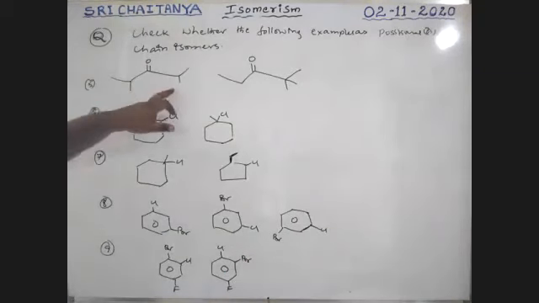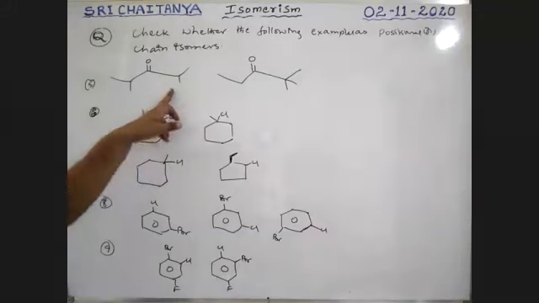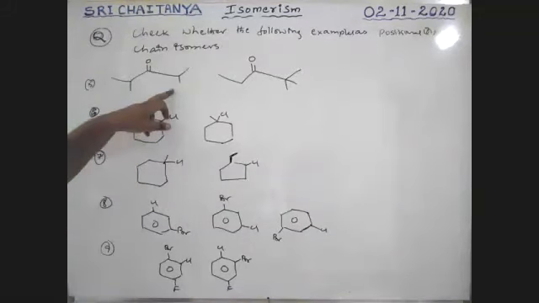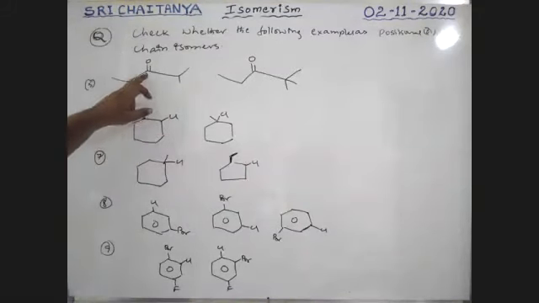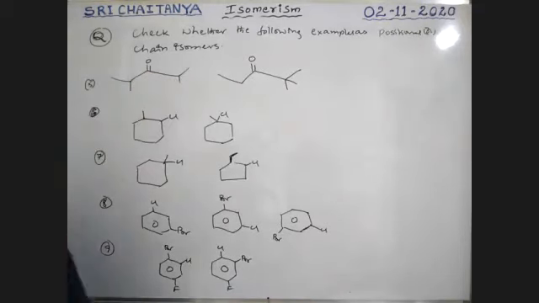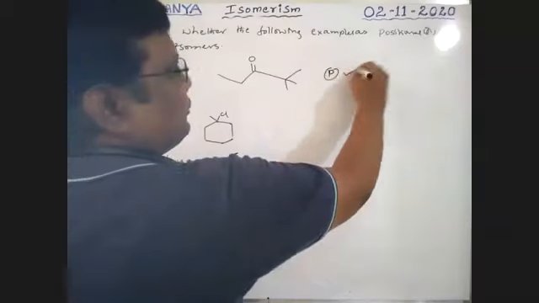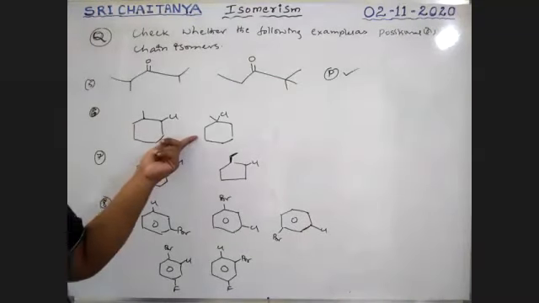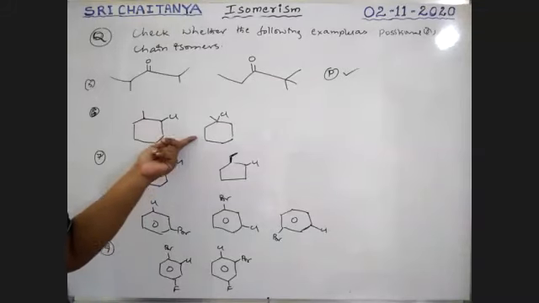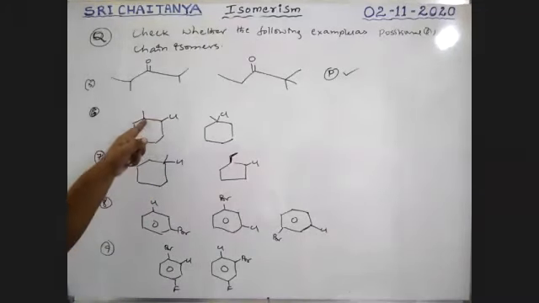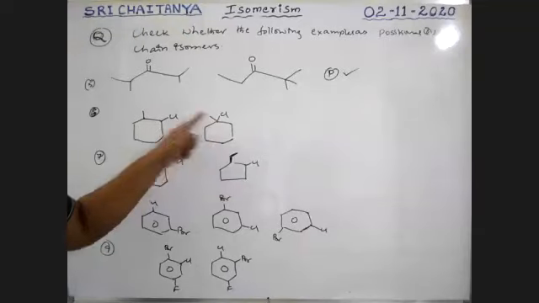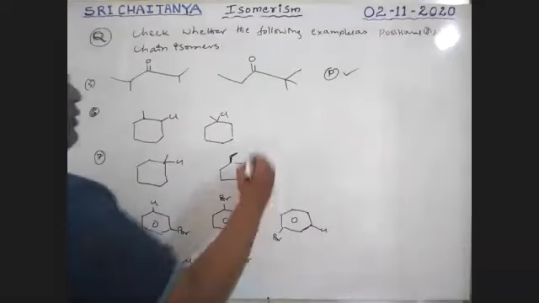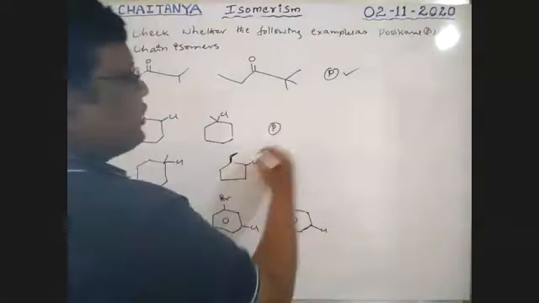Tell me, boys, what about this fifth one? Yes. Here the substituent position is changed, and so it is a positional isomerism. Now what about this? Yes. Here chlorine is at the first carbon, and here it is at the second carbon. So therefore it is also positional.